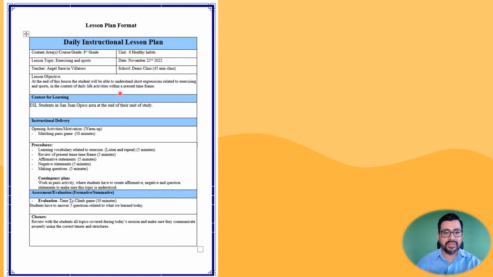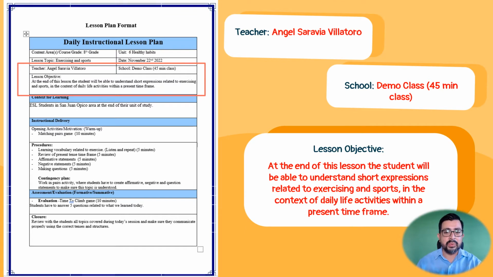Now let's move on to the second part. One important component for this lesson plan is to create an objective. For the objective, I use the SMART technique. So my objective is: at the end of this lesson, the student will be able to understand short expressions related to exercising and sports in the context of daily life activities within a present time frame.